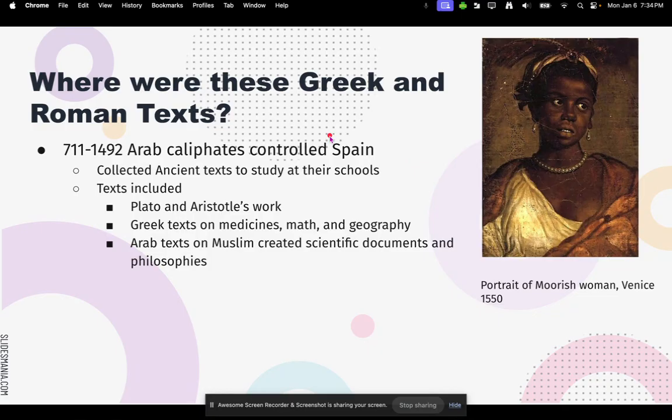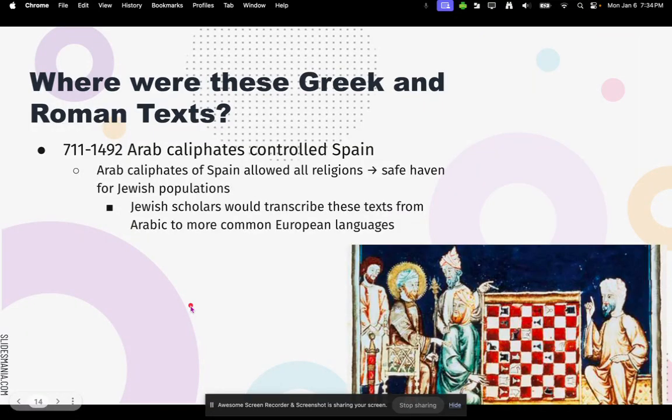And some of these texts that the Arab Caliphate preserved included Plato and Aristotle's work. So if you think way back into, what was that unit? Was that unit 4 and a unit 3 beginning of unit 4? We talked about Plato and Aristotle being famous philosophers. Also preserved Greek texts on medicine, math, and geography, and Arab texts where Muslim scientists discovered and theorized things as well.